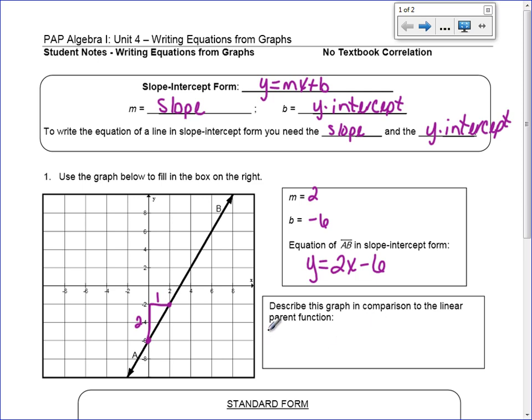So we're going to go back and review. We're going to describe this graph in comparison to the linear parent function. Remember, the linear parent function is y equals x. So we want to compare these two. Well, y equals x has a slope of 1. My graph has a slope of 2, so this graph is steeper because the slope is bigger. My parent function has a y-intercept of 0 because there's nothing added or subtracted, but my graph has a y-intercept of -6. So it is also translated down 6 units because it went from 0 to -6.